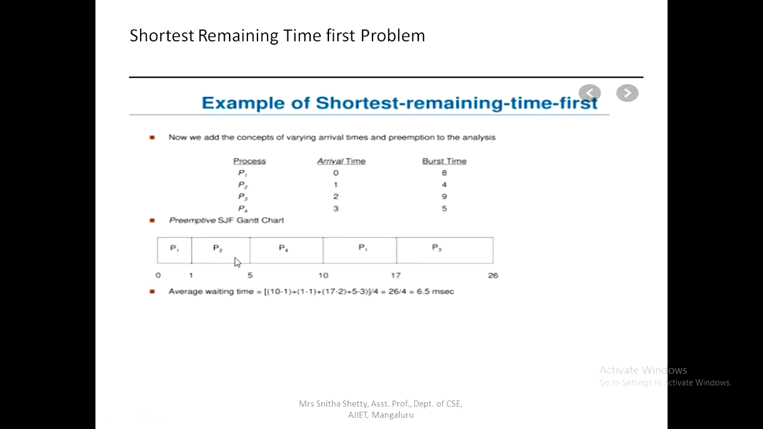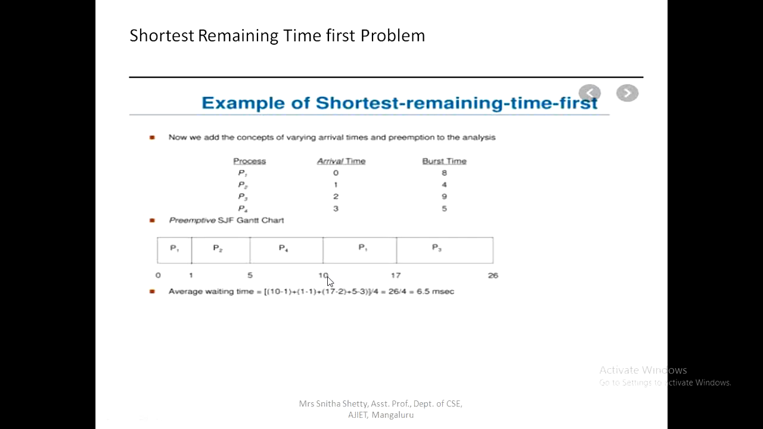So P2 will complete. Because the burst time of P2 is 4, and it started at 1, at 5 it will complete. When time is 5, the remaining are P1, P3 and P4, right? P1 is 7, P3 is 9 and P4 is 5. Which is having less time? 7, 9, 5: 5 is having less time. So you should allow P4 for execution. Now P4 runs from 5 plus 5, so 10.